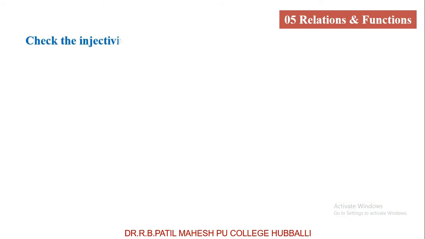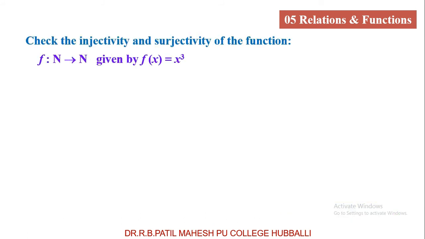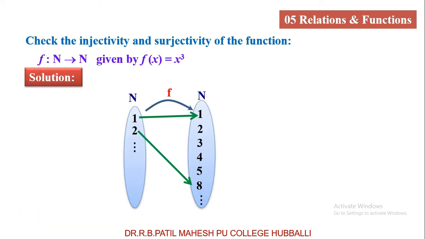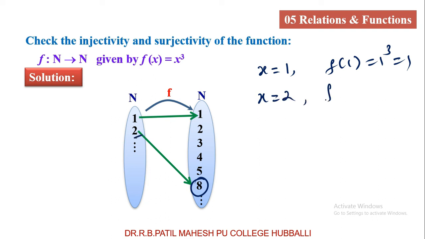Like this, we have the questions. Go through all the questions. f from N to N given by f of x equal to x cube. Again, the arrow diagram. 1 is related to 1. 2 is related to 8. Why is 2 related to 8? Very simple. When you take x equal to 1, f of 1 will be 1 cube and you will be getting 1. The next element in the domain is 2. So, f of 2 will be 2 cube, that is 8.